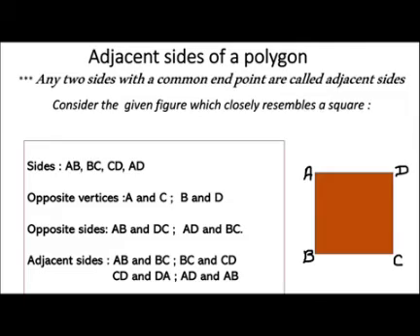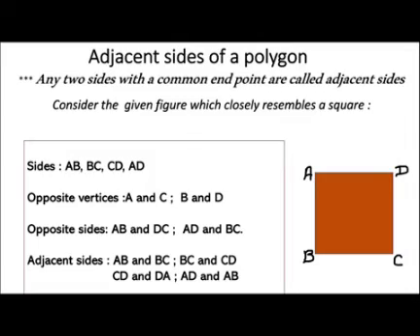Likewise, let us see many more pairs there are. The next adjacent sides are BC and CD. If BC and CD are to be called adjacent sides, they should be sharing something. What are they sharing? They are sharing the vertex C. So BC and CD are adjacent to each other. That is the second pair.